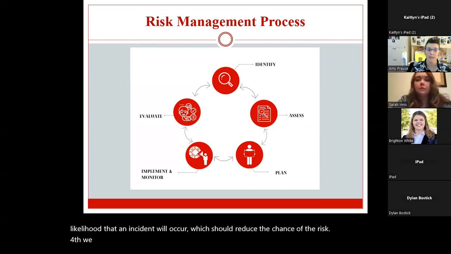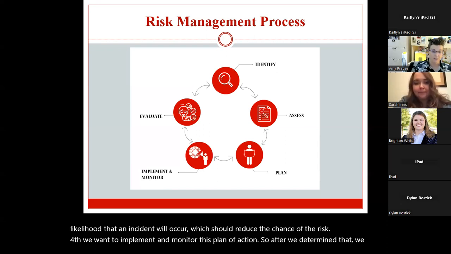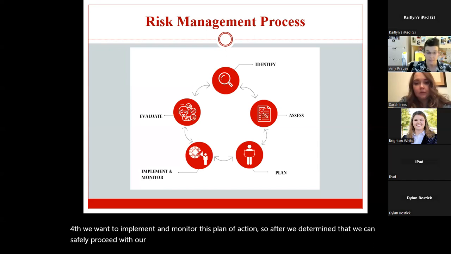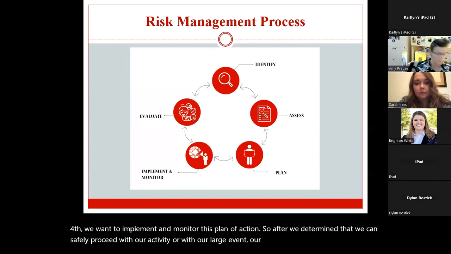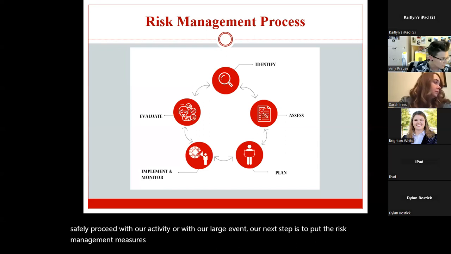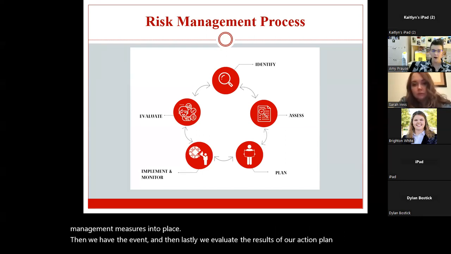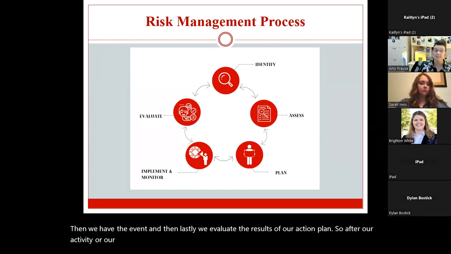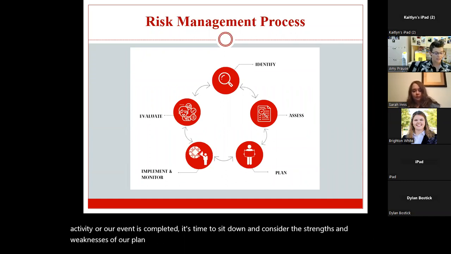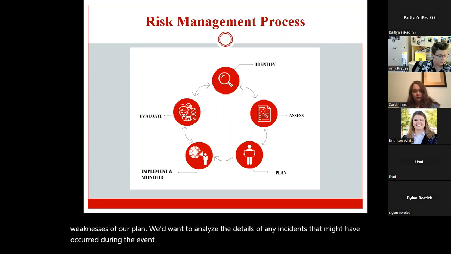Fourth, we want to implement and monitor this plan of action. So after we determine that we can safely proceed with our activity or with our large event, our next step is to put the risk management measures into place. Then we have the event. And then lastly, we evaluate the results of our action plan. So after our activity or our event is completed, it's time to sit down and consider the strengths and weaknesses of our plan. We'd want to analyze the details of any incidents that might have occurred during the event and analyze whether the plan was a success or not and where improvements could be made.